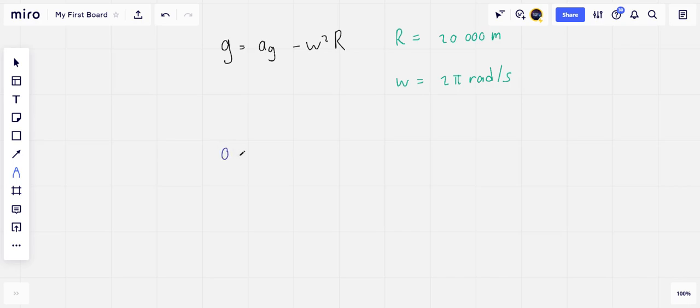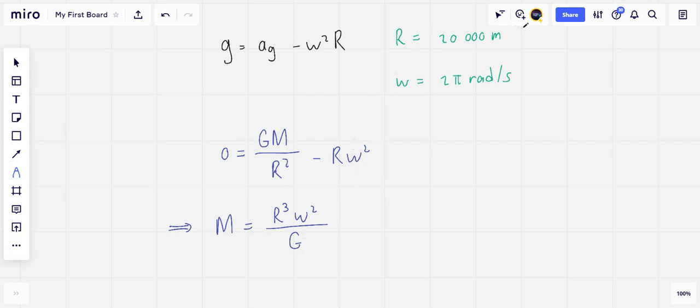So if we set g equal to zero, we get this to be GM over r squared, which is an expression for a_g, minus r omega squared. Meaning, if we rearrange this equation, we can solve for the mass of the star. So M is equal to r cubed omega squared over G.